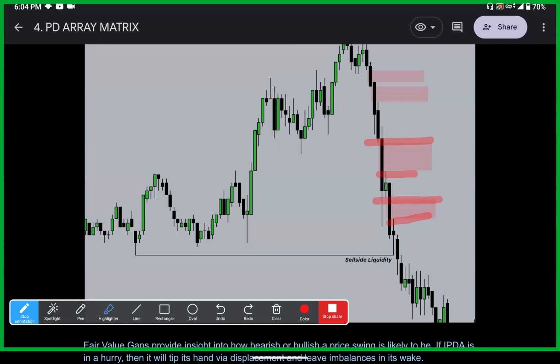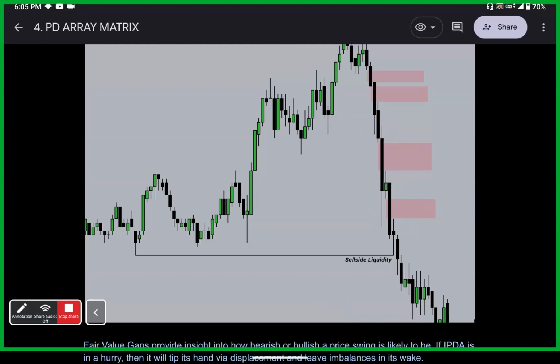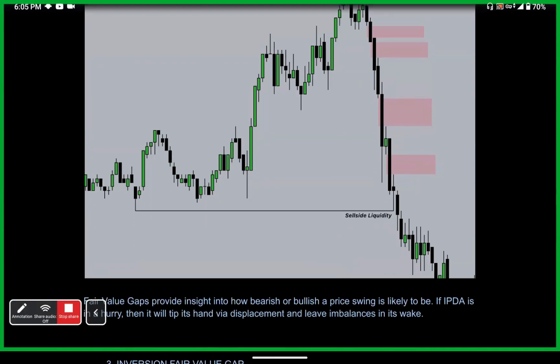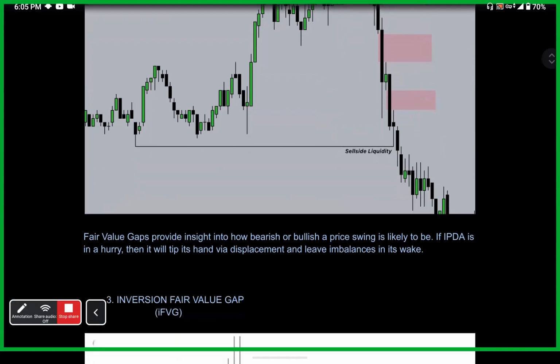So once the wicks are meeting each other, like this scenario, once the wick is covering, you see now this scenario here, this is not a fair value gap. Why? Because the wicks are meeting. Get? The wicks are meeting. So you should put that into consideration.